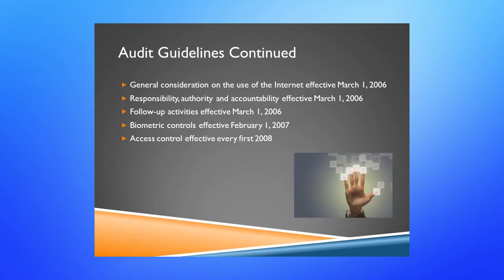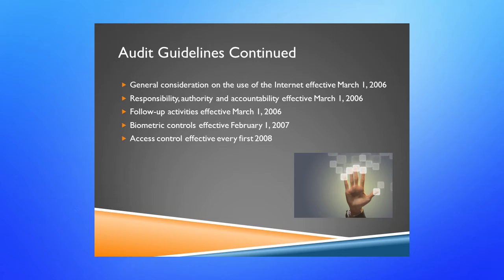General consideration on the use of the internet, effective March 1st, 2006. Okay, this is probably a very controversial area when it comes to doing a lot of auditing, which is just what it sounds like. What are the expectations of your organization, the rules that they set out, or any other guidelines that you need in determining what is acceptable or non-acceptable use of the internet from those people that are involved in the organization, at least while on the organization's property. Responsibility, authority, and accountability.